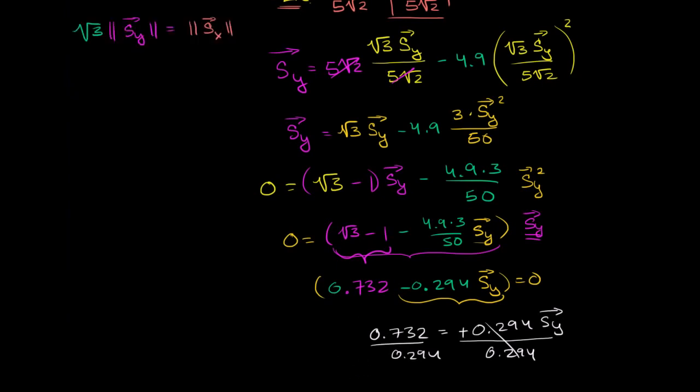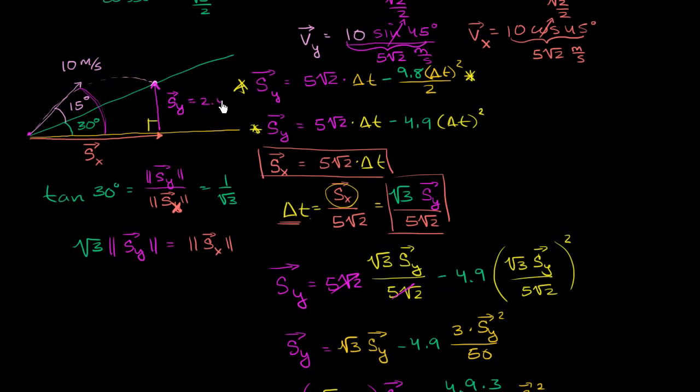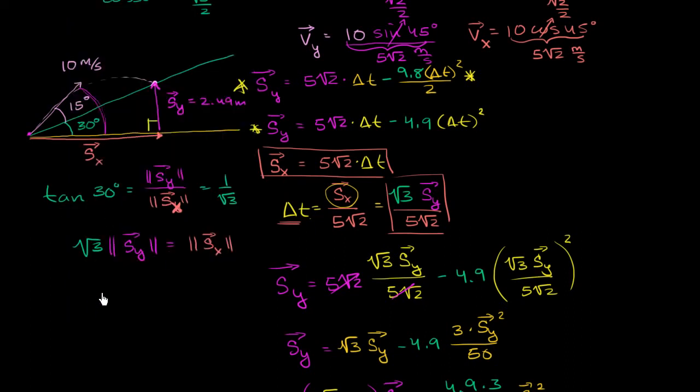So this is equal to 2.49 meters. This is exciting. And now we can figure out the horizontal displacement pretty easily, because we know that the horizontal displacement is square root of 3 times the vertical displacement. So let's figure that out. That's the vertical displacement. Let's multiply that times the square root of 3. And we get 4.31 meters. So we get the horizontal displacement. The horizontal displacement is equal to 4.31 meters.